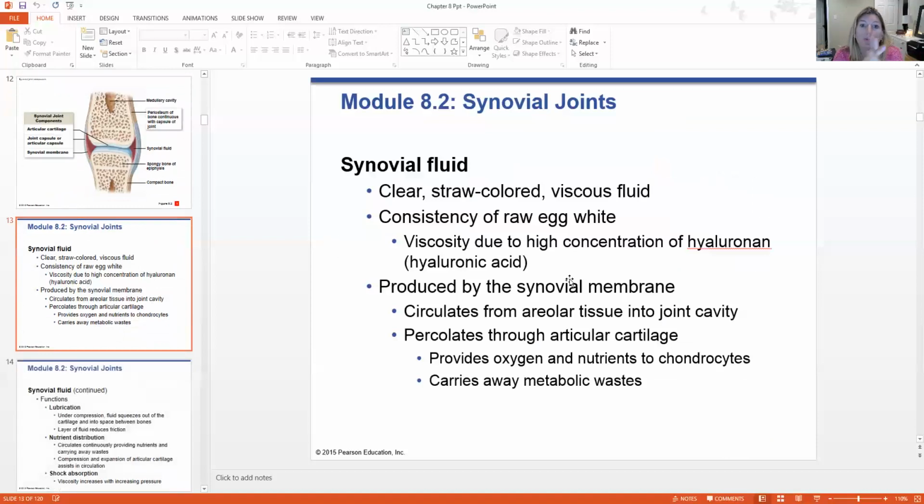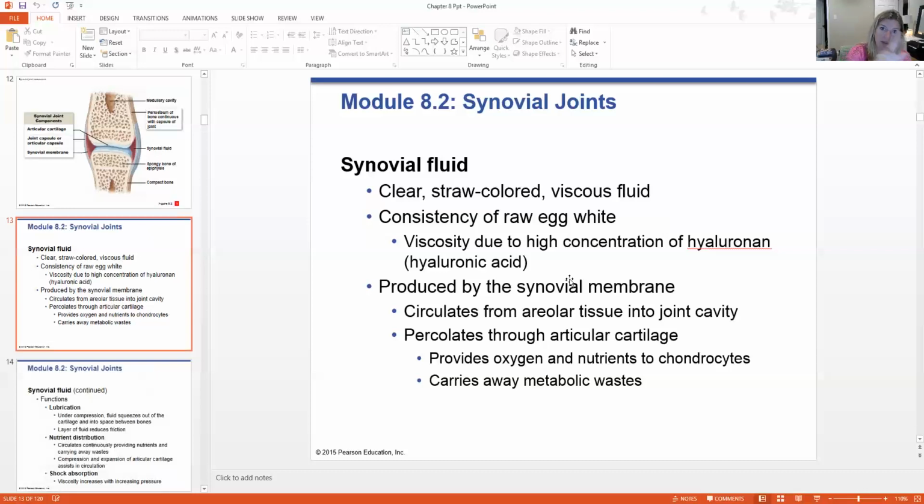So let's talk about the synovial fluid. It's very clear. It's viscous, so it's kind of thick. It has a consistency of a raw egg white, and that's because there's hyaluronic acid in it. And that hyaluronic acid is there to, again, protect and defend against invaders and bacteria in that area. It's basically produced by the synovial membrane, so that lining itself is secreting synovial fluid.